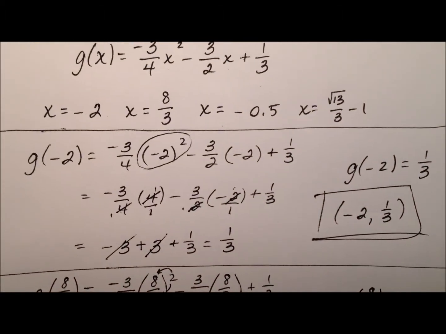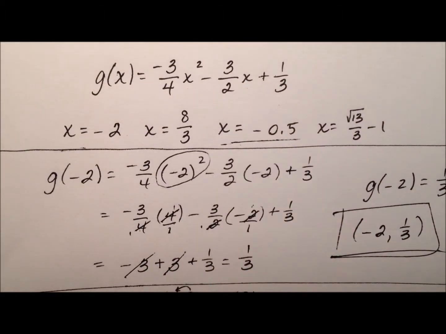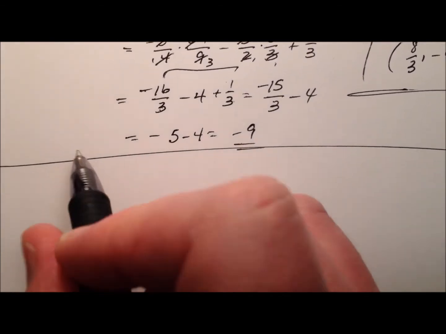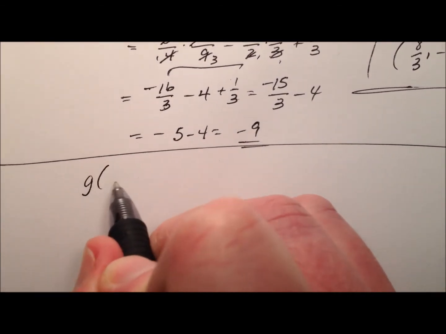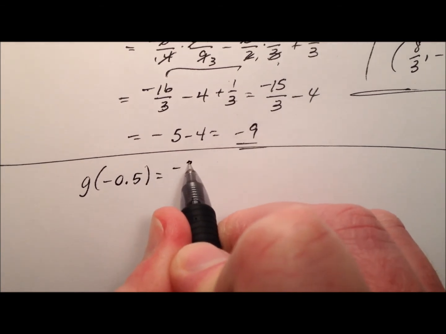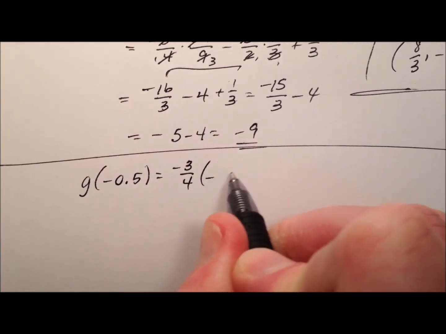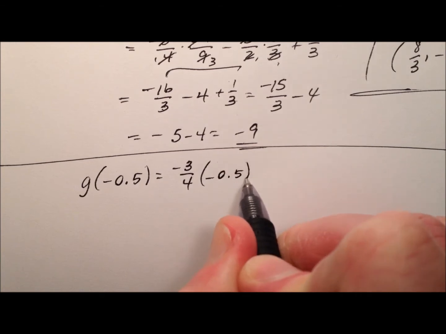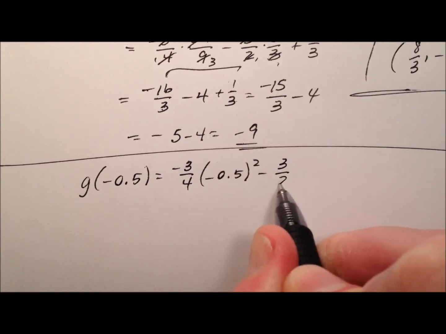So let's go ahead and now look at our decimal that we're going to use to evaluate. So we're going to use -0.5. So we'll say g at -0.5, and that will equal, and we'll just write everything down, plugging in our -0.5 for our x's.